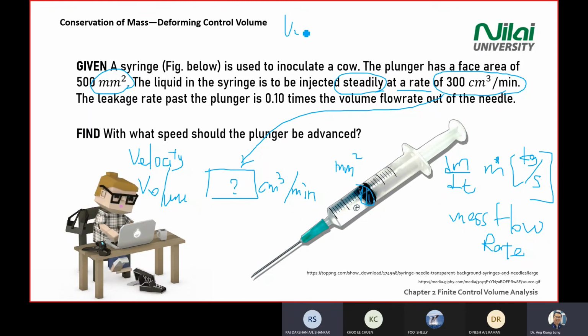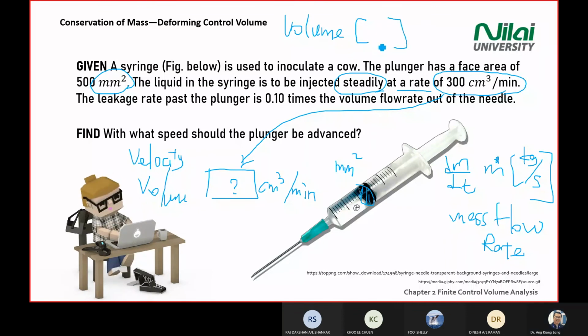What is the unit for volume? You tell me. What is the unit? Raj. Meter cubic, sir, or centimeter cubic. Okay, meter cubic. Is this meter cubic only? You have a over minute. What does it call? Because of the minute, maybe it's the velocity, sir.